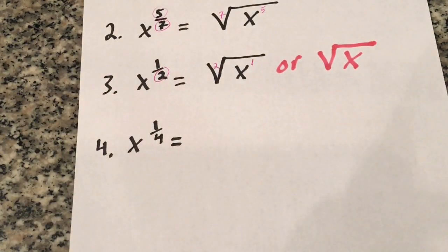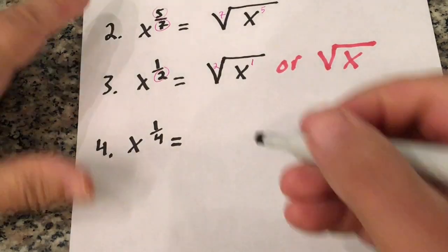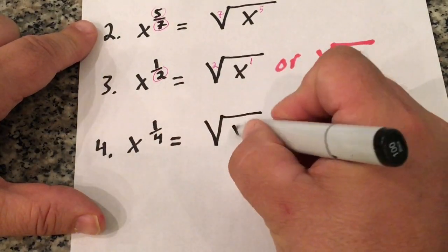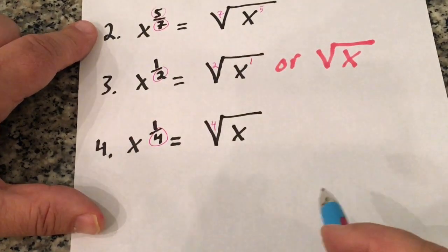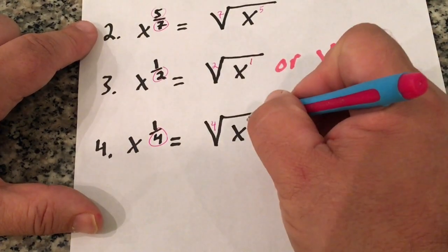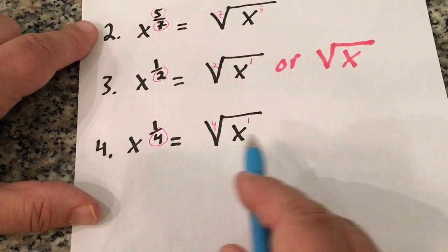X to the 1/4. I'm going to write down my radical. I'm going to put the x inside. Notice the 4 is on the bottom. So the 4 is going to go in the bucket. So that's now the 4th root of x to the 1st power. I don't have to put the 1 there, but it's okay if I do. So it's the 4th root of x to the 1st.